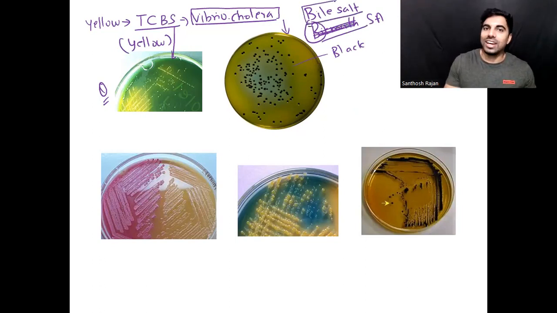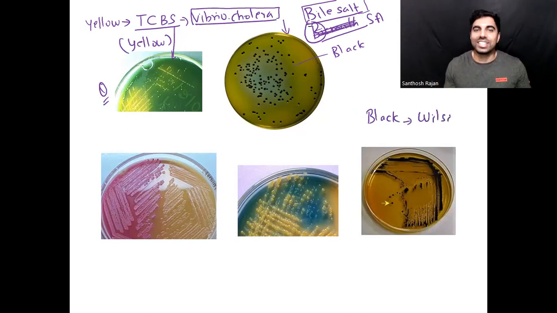So bile salt agar, when you use bile salt agar, you get black, B for B. Okay, bile salt. Same, look here. Look at this black here. This is which one? Black, A, B, black. A, kiska hota hai? Black. Iska naam kya hai? Black Wilson. Black Wilson, kiska bodyguard hai? Hamare Salman ji ka, Salman Khan.